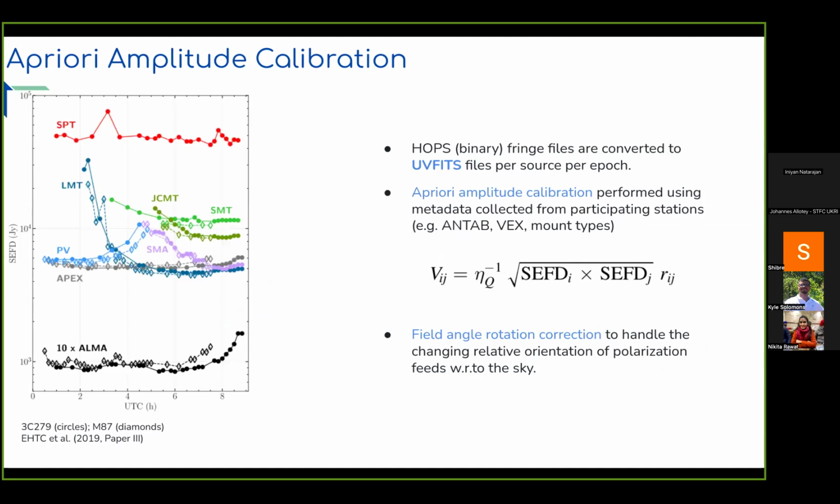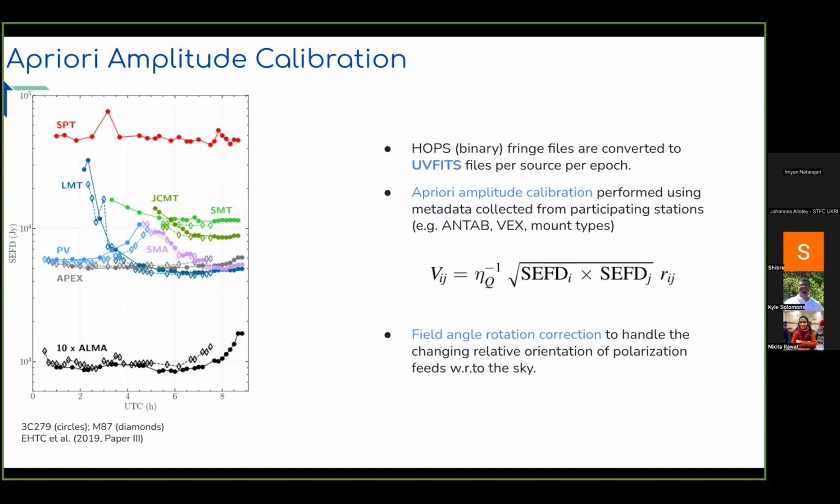So we've been talking about phase calibration. The whole process of fringe fitting is a kind of generalized phase self-calibration. We haven't done any amplitude calibration yet. So finally, we do something called amplitude calibration using a priori information provided by the stations.